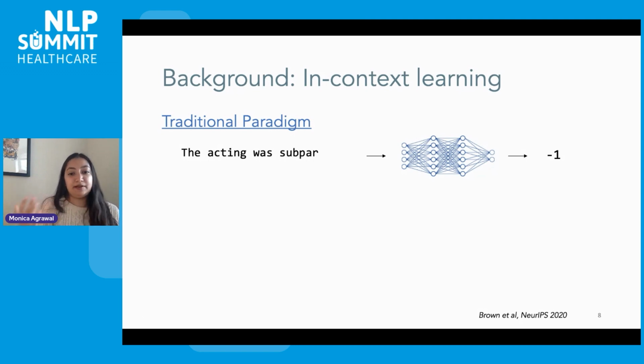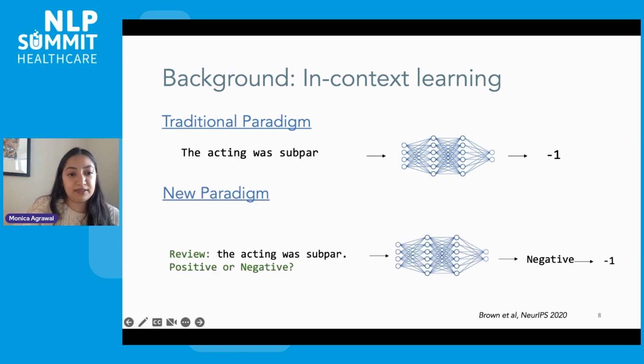So the traditional paradigm in NLP has been to take some input, in this case a movie review, feed it to a model, and then train the model to output 1, for example, positive, and -1 for negative, if it's a negative review. The new paradigm is to instead not ask the model to output a number, but ask the model to output positive or negative directly, since these large language models have been trained to generate text and complete the sentence.